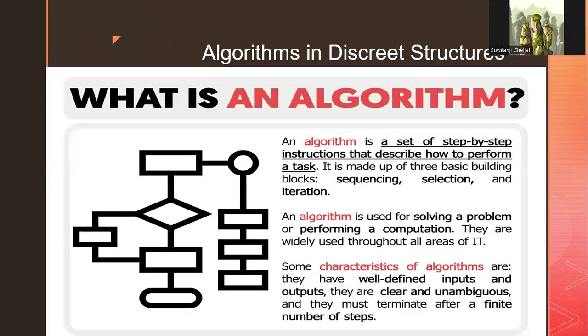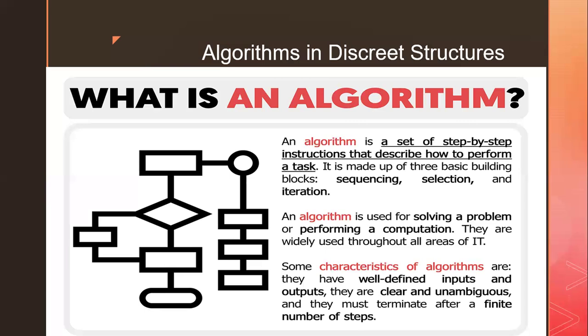So what is an algorithm? An algorithm is a set of step-by-step instructions that describe how to perform a task. It is made up of three basic building blocks: sequencing, selection, and iteration. Iteration is a loop structure. Sequencing is just a sequence, and selection is basically if-else statements: if this, then that; if that, then this.